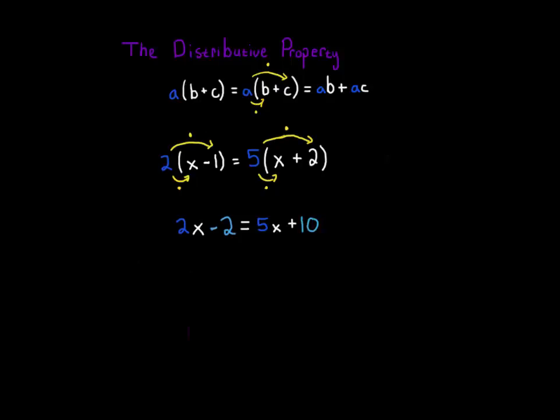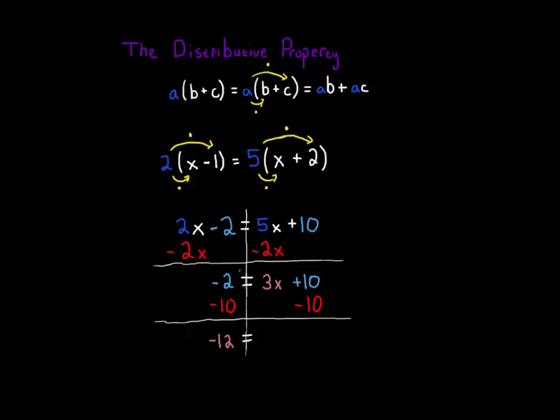Now we solve for x just like you learned in 7th grade algebra. Subtracting 2x from both sides leaves negative 2 equals 3x plus 10. Subtracting 10 from both sides leaves negative 12 equals 3x. The last step is division by 3, for a final answer of negative 4 equals x. The solving equations you should know. It's the distribution that's new.